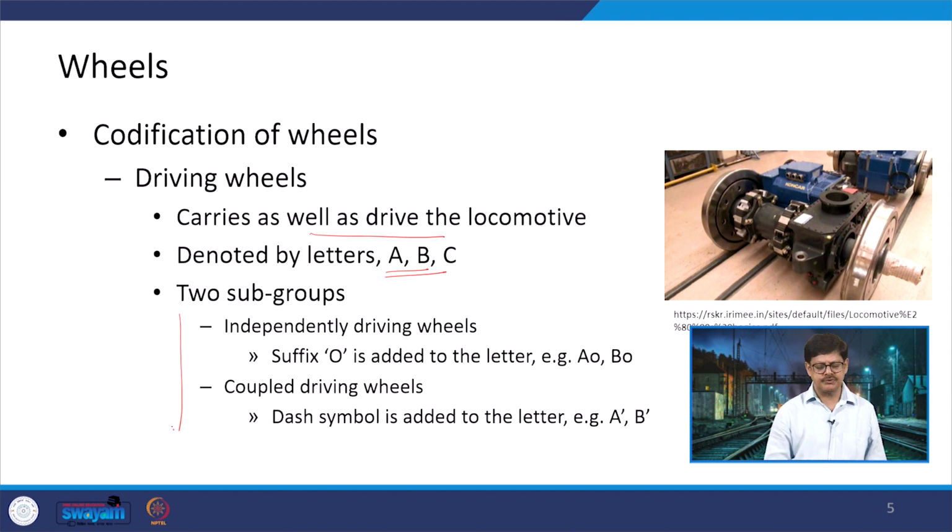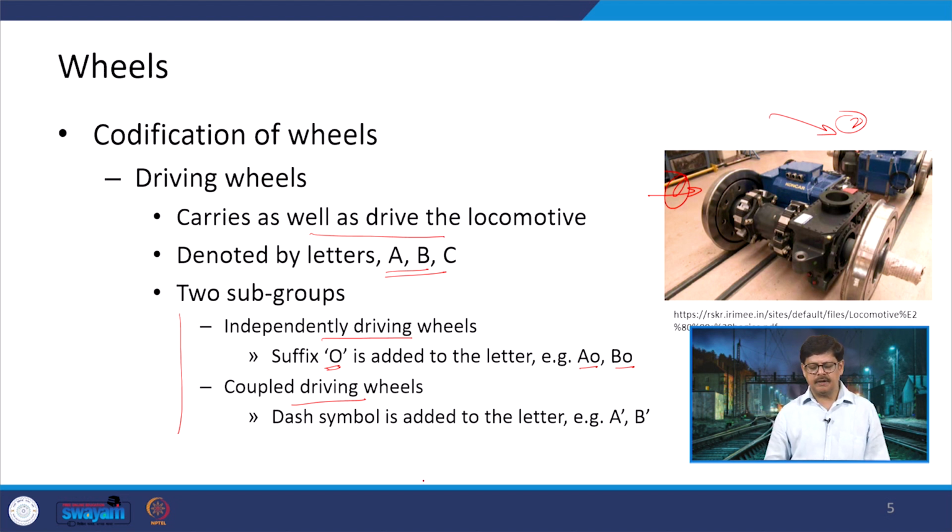There are two subgroups here. One is independently driving wheels, and another is coupled driving wheels. Independently driving wheels means there is one set, and if there is another set provided at the back of it, they are not connected together. Whatever power is there on the first set, it utilizes that, and the second set has its own power. In such cases we use these letters but suffix them with O. That is why we say AO, BO, CO, DO, likewise.